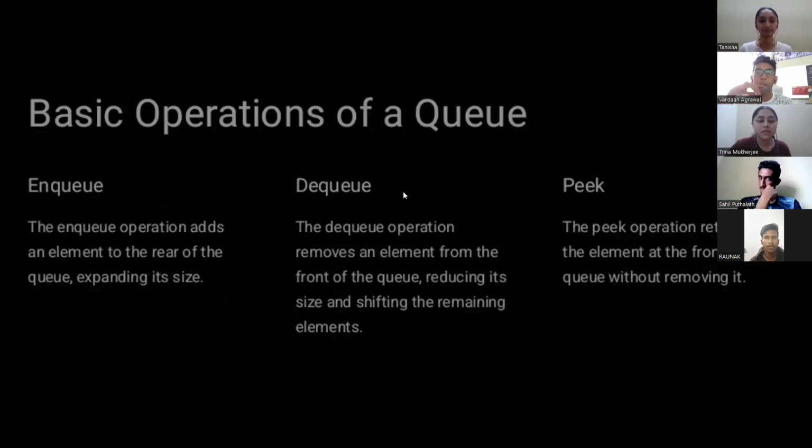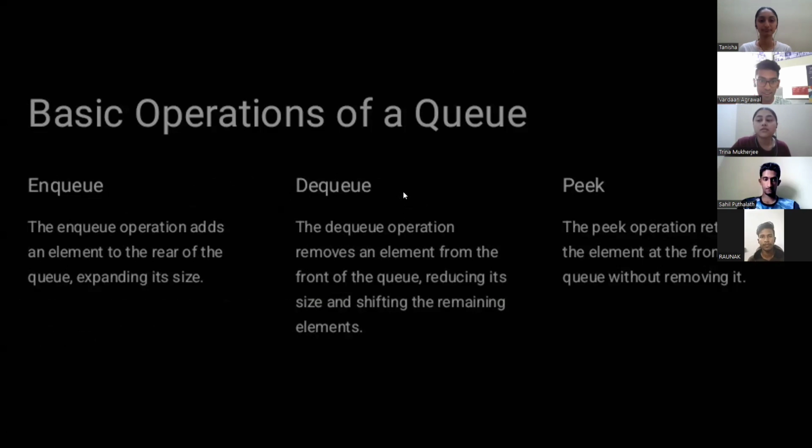Hello, I'm Trina Mukherjee and I'll be talking about basic operations of a queue. There are some basic operations of queue like enqueue, dequeue, peek, is full, is empty. Enqueue is a process of adding or storing an element to the end of the queue or to the rear part of the queue.